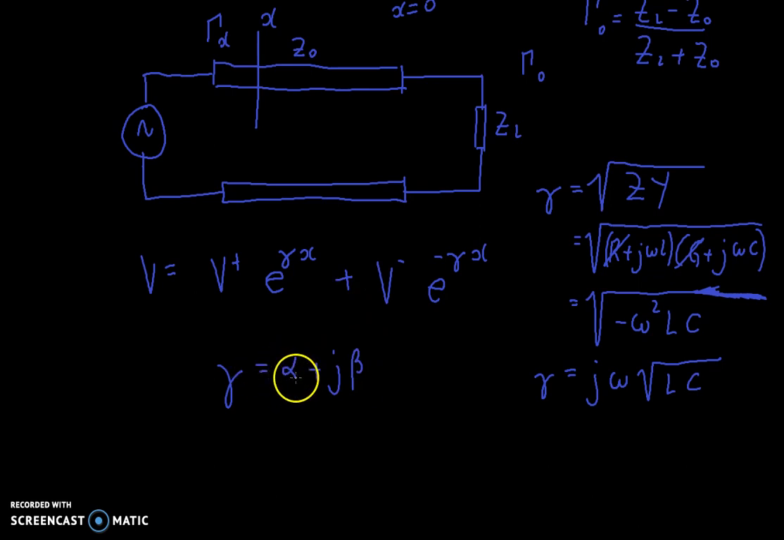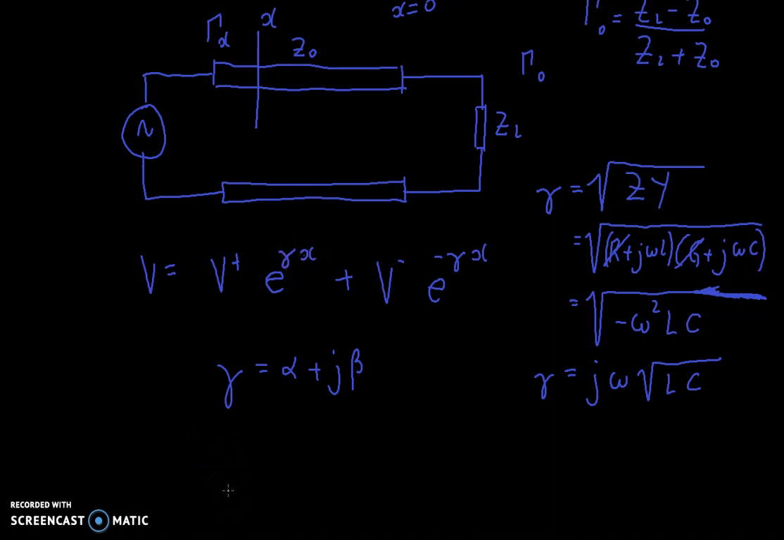If alpha is non-zero here, then we also have a real exponential, which causes a decay in the amplitude of the voltage. So the fact that gamma here is only imaginary means that this component of the voltage will be purely oscillatory, because in the end we take the real part of the component here.